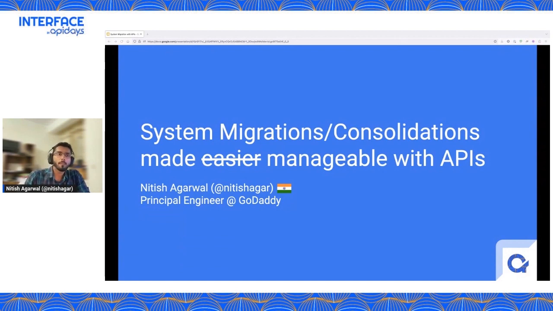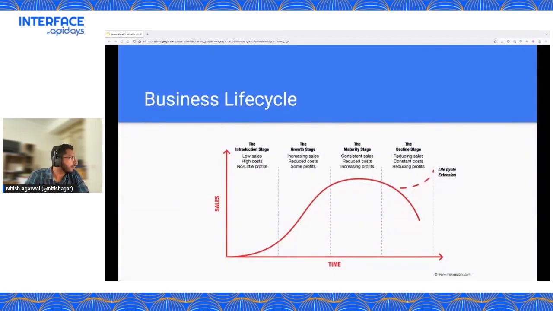So I'm coming all the way from India to you, talking about system migrations. One thing I do want to note upfront is this talk has nothing to do with GoDaddy. I do work there as a principal engineer, but this is mostly my personal experience building systems, learning from them, and doing tons of migration in the process. All right, I hope the slides are visible to everyone, right?